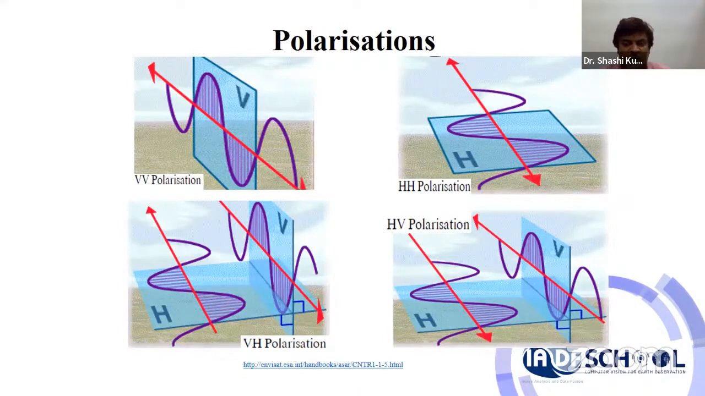Now there are a maximum of four polarimetric combinations possible with the SAR data set, and these combinations are HH, HV, VH and VV. HH represents transmission of a horizontally polarized electromagnetic wave, and at the time of receiving, horizontally polarized waves are received. HV represents transmission of horizontal polarization and receiving of vertical polarization. Similarly, in the case of VH, vertically polarized electromagnetic waves were transmitted and horizontally polarized electromagnetic waves were received. In the case of VV, vertically polarized electromagnetic waves were transmitted and vertically polarized electromagnetic waves were received.